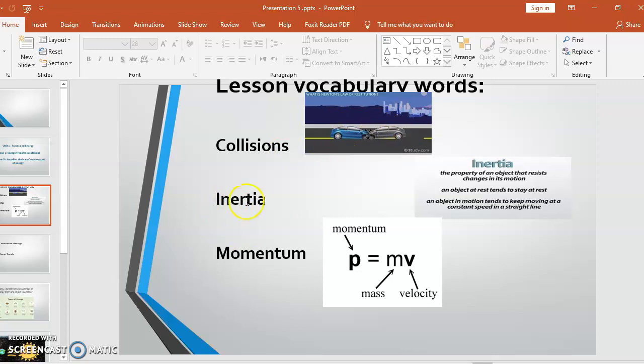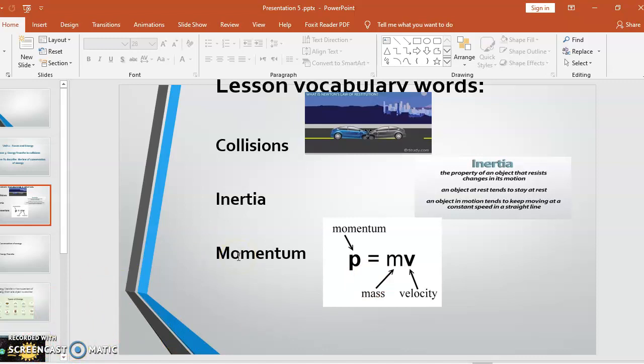Next, we learned about inertia, which is a property or characteristic of an object that resists change in its motion. We said that an object at rest tends to stay at rest, and an object in motion tends to stay in motion. We also explained the function of the seat belt, and we said it's very important to wear it every time you are in the car.